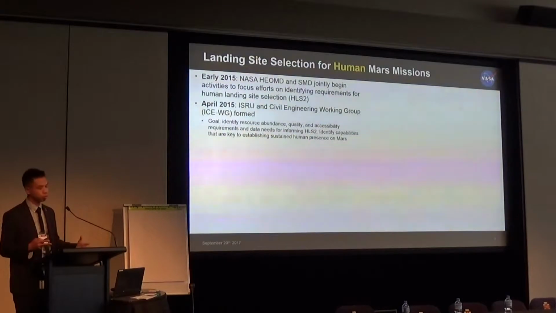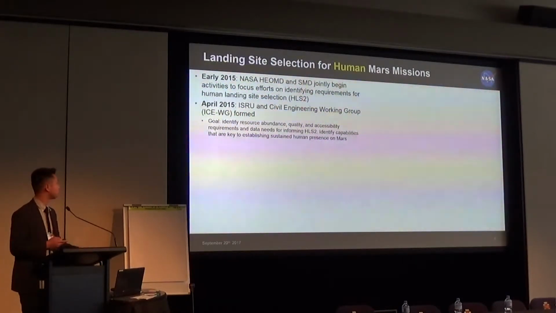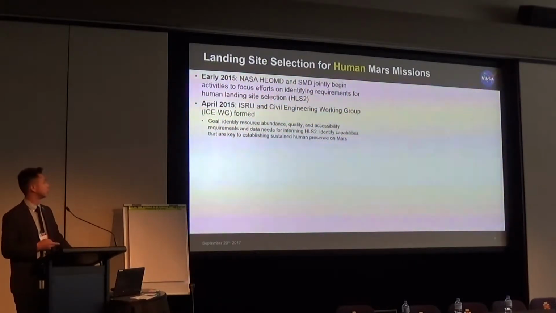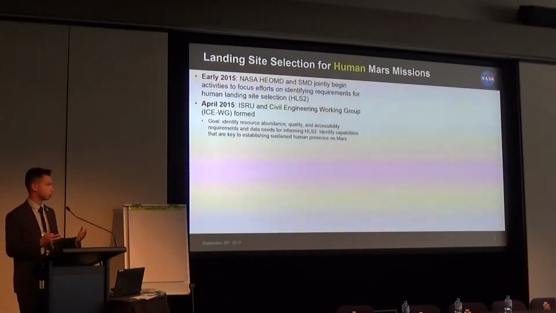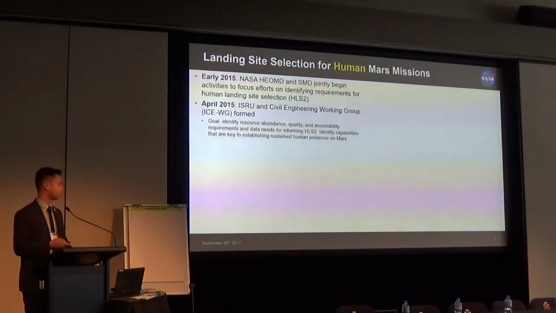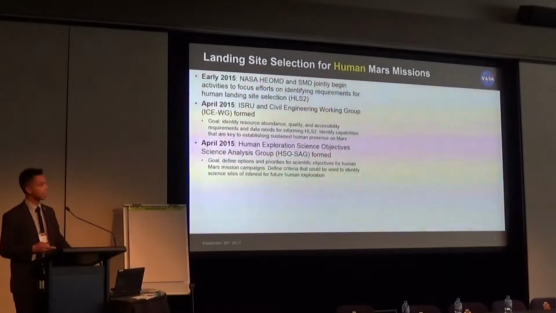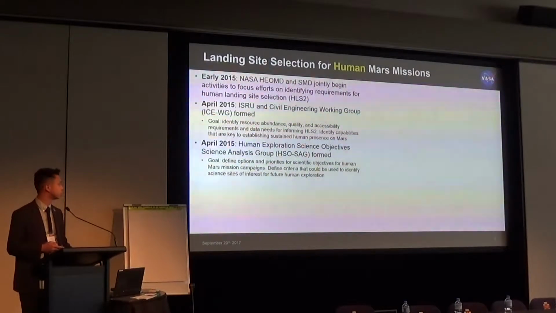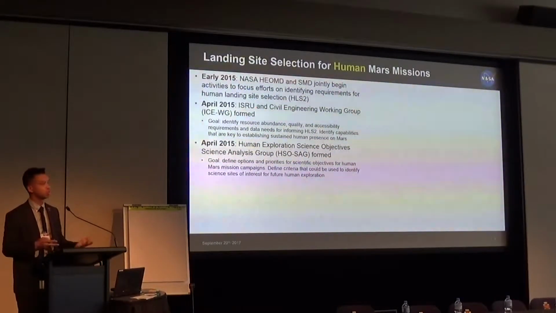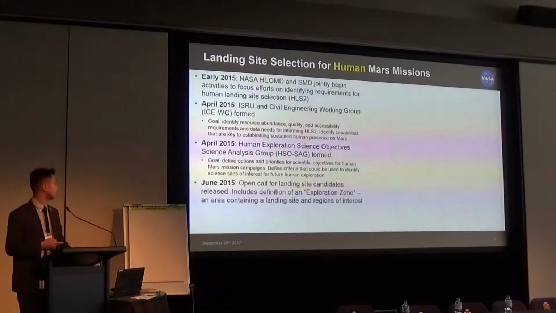In 2015, some working groups were formed, and some of the people in this room were a part of those. An ISRU and civil engineering working group was formed to identify how we could use local resources to support a human hub. And Rob discussed a lot of that last night. There was also a science team that was formed to discuss what the scientific objectives of going to Mars are, and this would feed into the selection of your landing site.